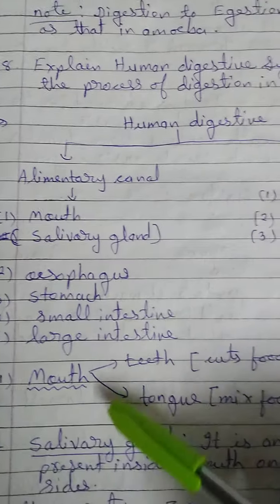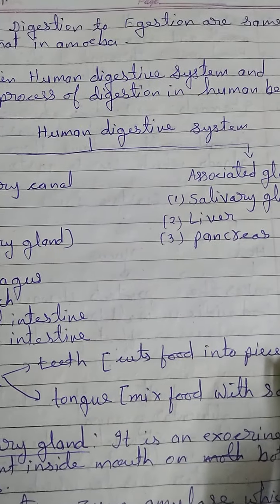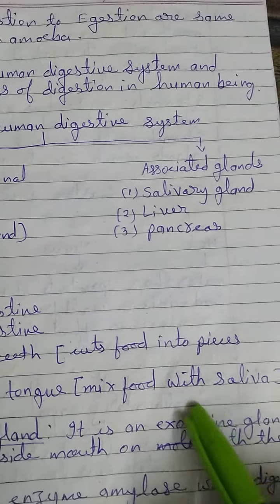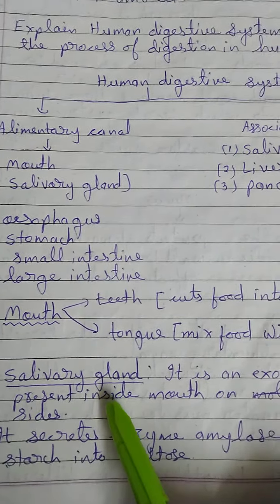First of all, the mouth. The mouth has two parts, teeth and tongue. Teeth cut the food into pieces and the tongue mixes the food with saliva. The salivary gland is situated inside the mouth.